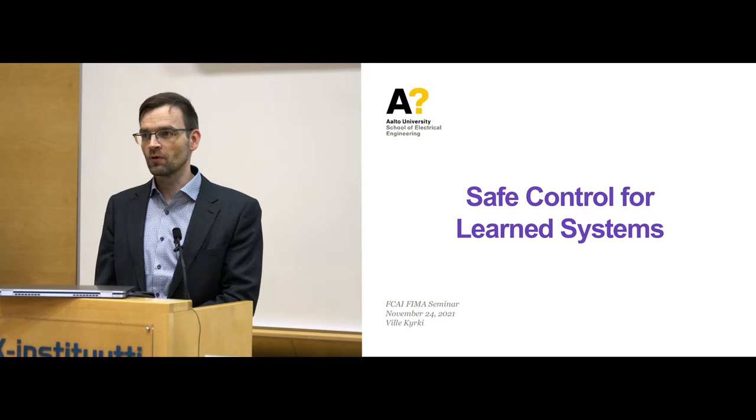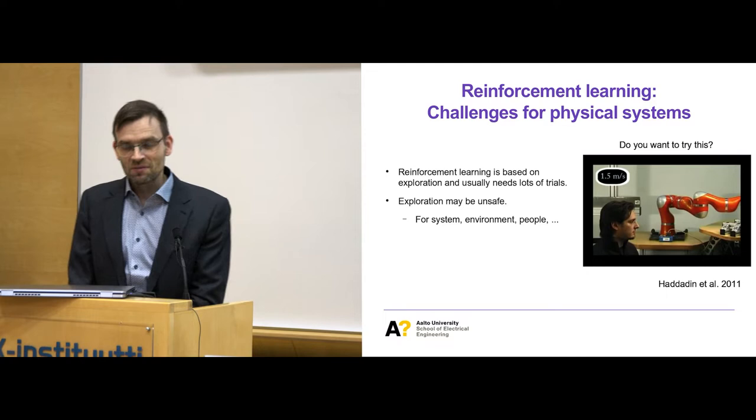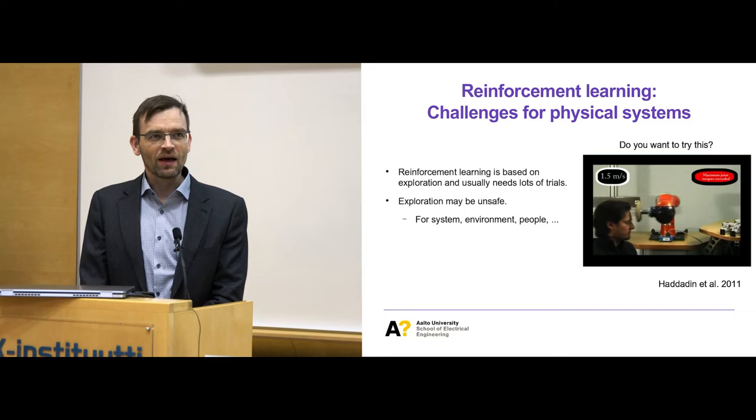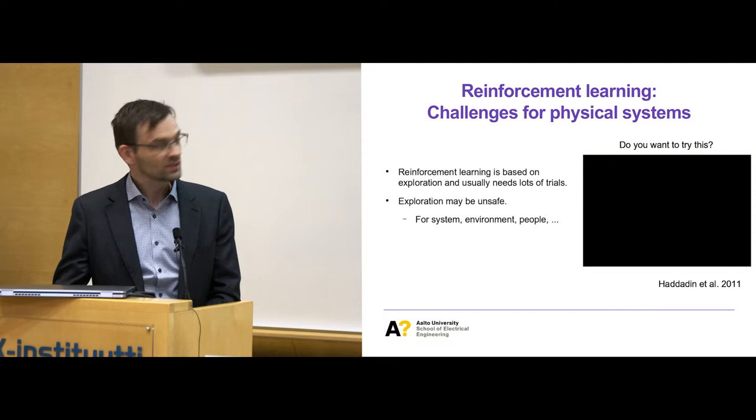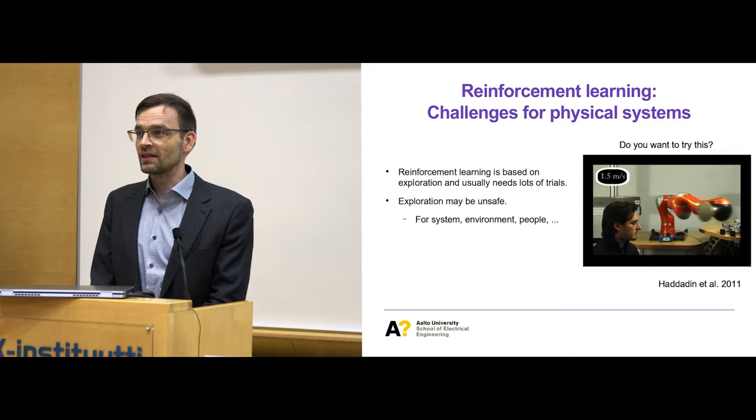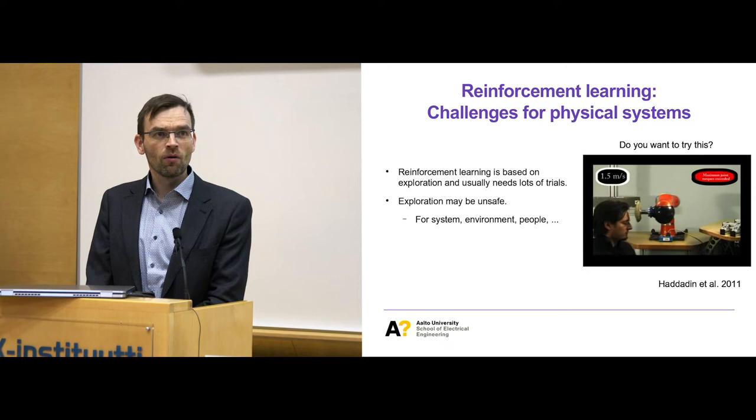So let's start with this. When we want to learn to control systems, the systems usually need to explore their environment. And the question is, of course, do we want to let the systems, like this industrial robot, explore its environment, and under which constraints, in order to prevent accidents happening, either to the system itself, the environment, people, or anything else.